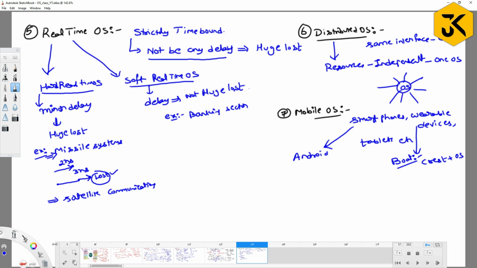Not only these 7 types of operating systems, we are going to have many other kinds of operating systems also, but these are the main important kinds of operating systems, right? Hope you understood clearly, guys.